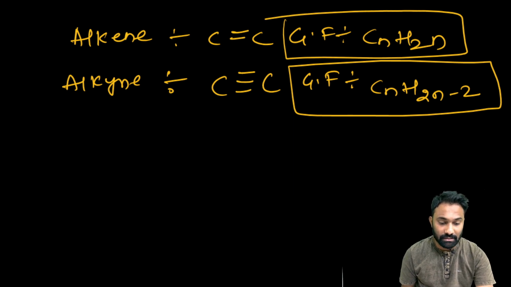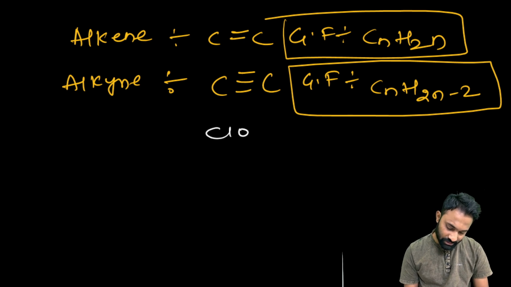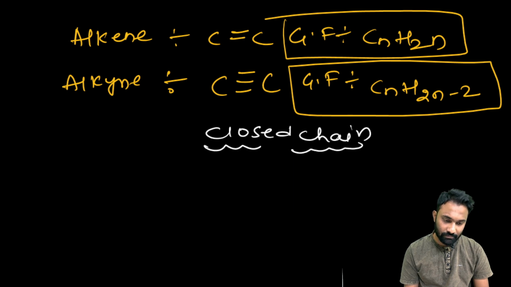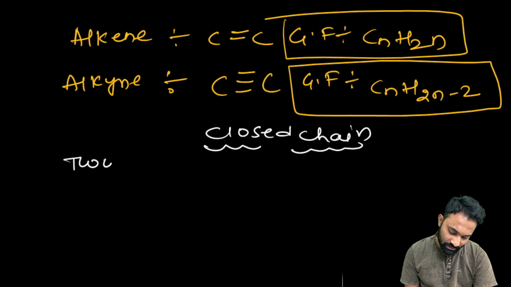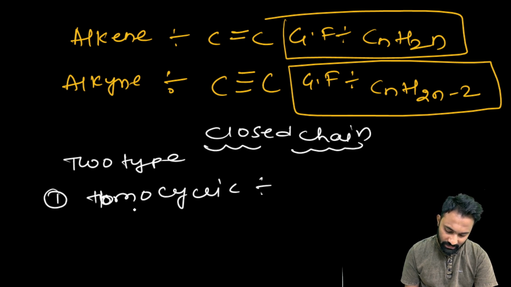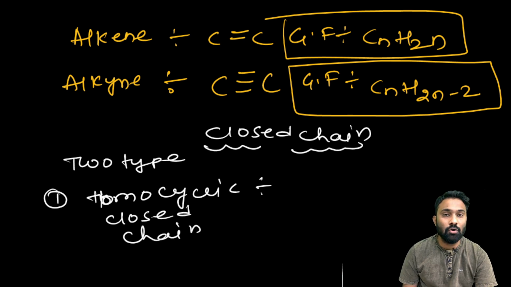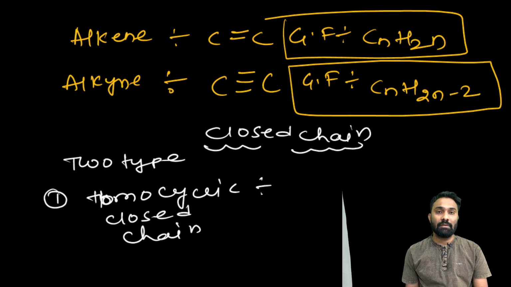Now next comes the closed chain. Next we have the closed chain, right? In this closed chain, we again have two types. One is homocyclic. Homocyclic closed chain. Now what is the meaning of the homocyclic closed chain? These are the compounds in which the complete ring is formed by only carbon atoms.